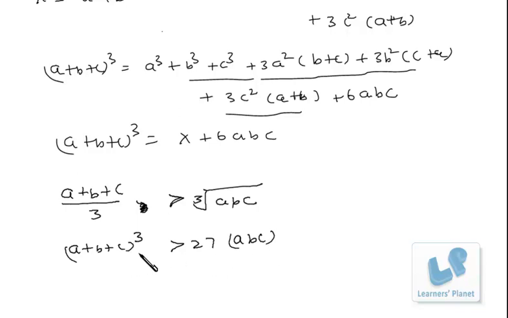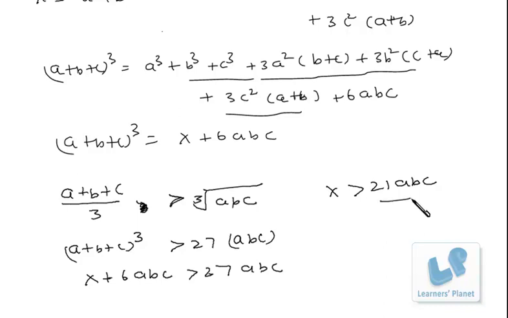Now what is (a plus b plus c) whole cube? It's x plus 6abc. And that should be greater than 27abc. That means x should be greater than 21abc. But if you use this method, it will be really lengthy, time consuming as well as tedious, because you can make some mistakes in rewriting the expressions. So it's better to assume some values of a, b and c, then the problem will be really simple.